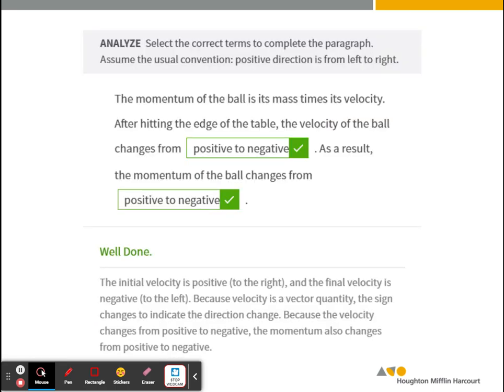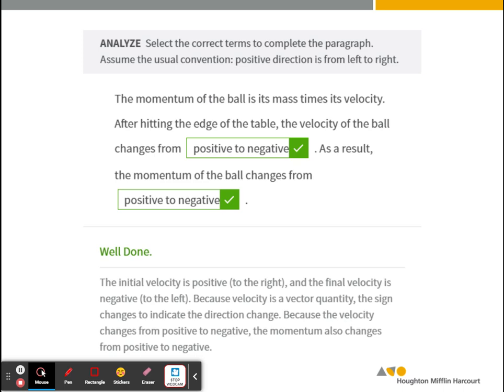When you complete that paragraph in the book, it'll look like this. The momentum of the ball is its mass times its velocity. After hitting the edge of the table, the velocity of the ball changes from positive to negative. As a result, the momentum of the ball changes from positive to negative. Remember, momentum is equal to mass times velocity, so the momentum is in the same direction as the velocity.